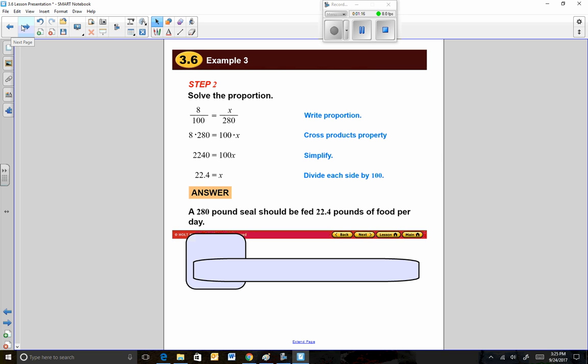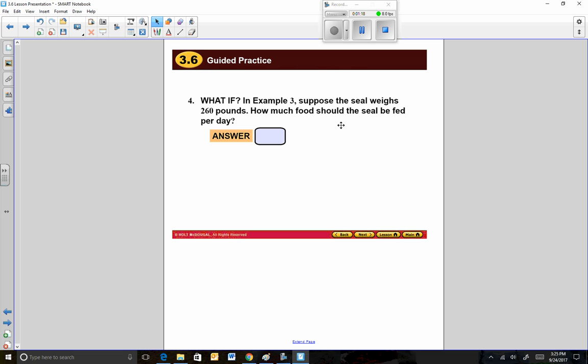All right. What if this seal weighs 260 pounds? Pause your video and try to write the proportion. Welcome back. Let's take a look at what we should have written for a proportion. We have 8 pounds of food over the weight of 100 pounds of seal, equals the amount of food, which we don't know, for a 260-pound seal.